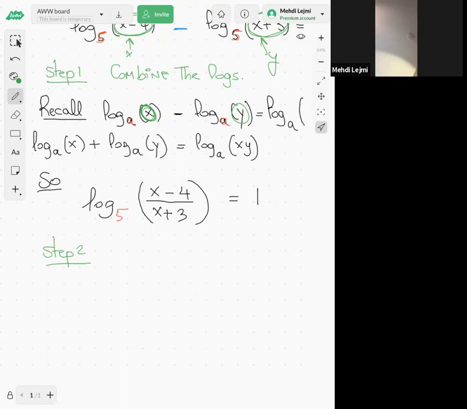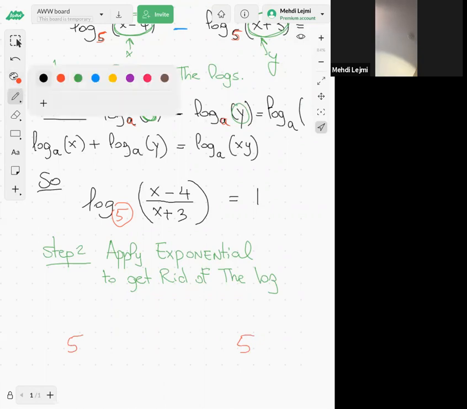So yes, I was saying we have to get rid of the log, so we're going to apply exponential in the same base. Because my base is 5, I'm going to apply exponential in base 5. Here's my exponential in base 5, and then here's my equal.